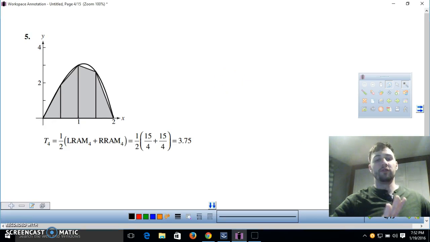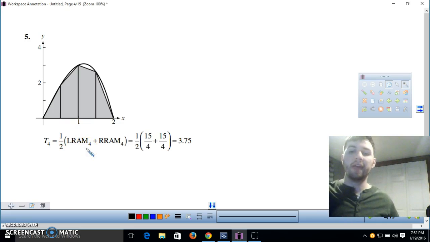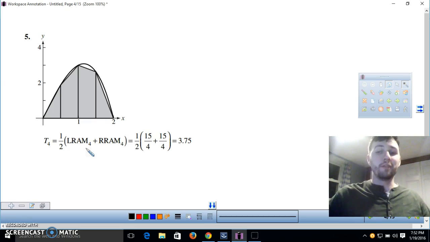The next one we're using the Trapezoid Rule. I'm definitely going to grab my pen on this one, but I'm just going to tell you why they did what they did. A shortcut to the Trapezoid Rule, I gave you this formula earlier, is the average of your LRAM and your RRAM. So 1/2 times LRAM plus RRAM. And we have LRAM and RRAM from our previous problem. The average turns out to be equal to what they are, which is kind of a neat result on this one.